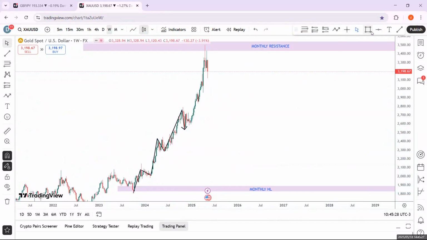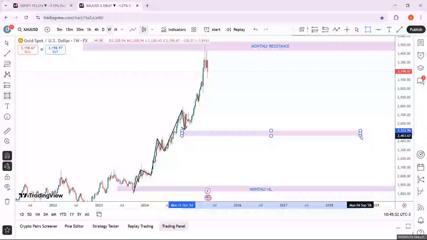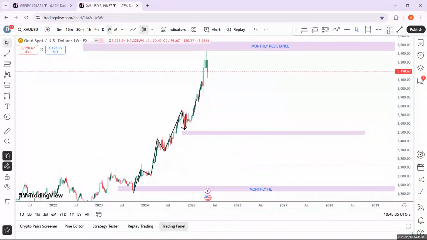So what are we going to do? We are now going to identify this level here as weekly HL. HL, as we know, means higher low. So our job right now is taking this monthly resistance and this weekly HL here and trying to look for a trade entry opportunity within the window of the monthly resistance and the weekly HL.